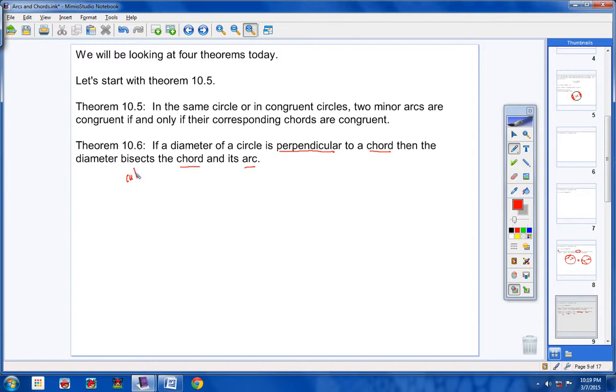Alright, bisect means it cuts it in half, okay? Alright, so copy this down, please. You're responsible for this. If a diameter of a circle is perpendicular to a chord, then the diameter bisects the chord and its arc.